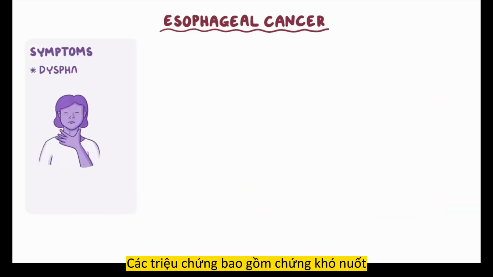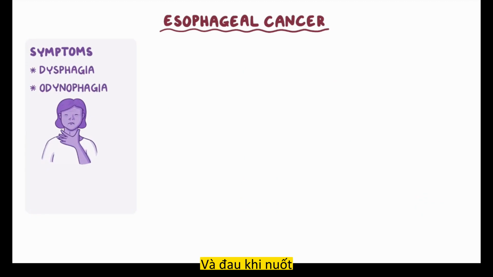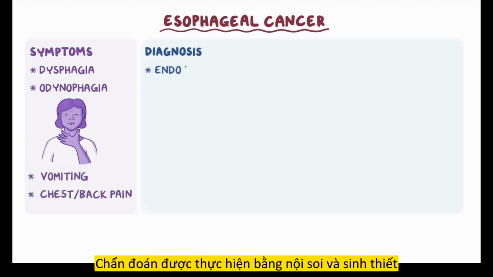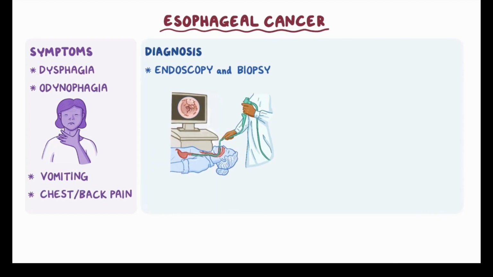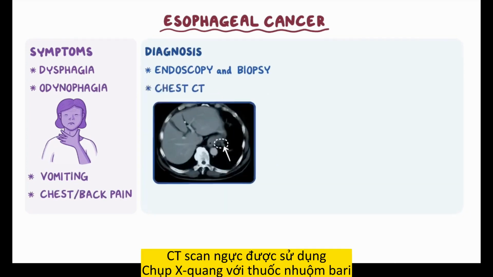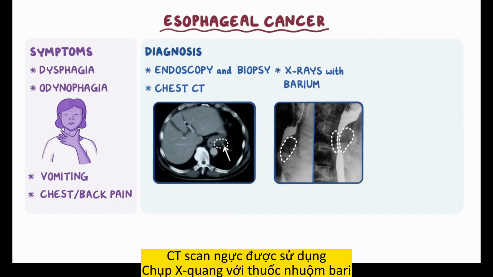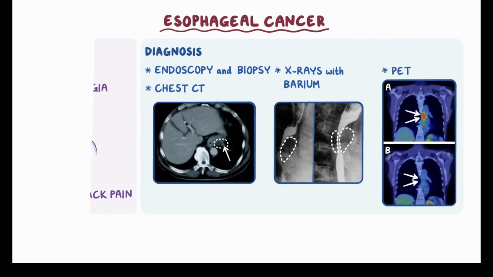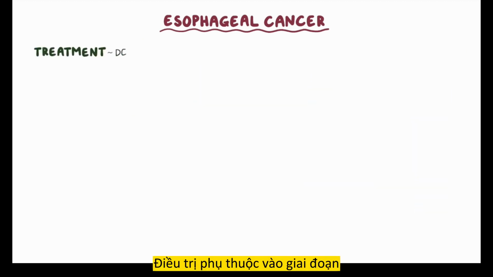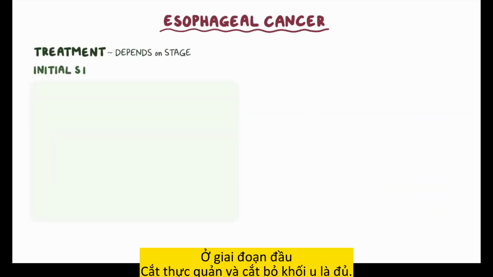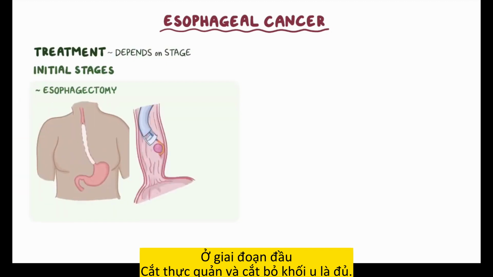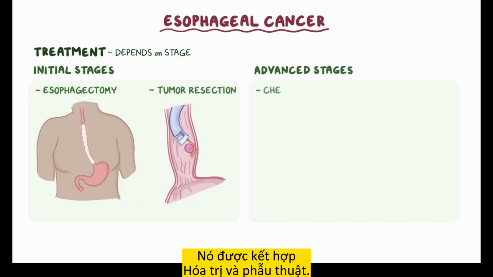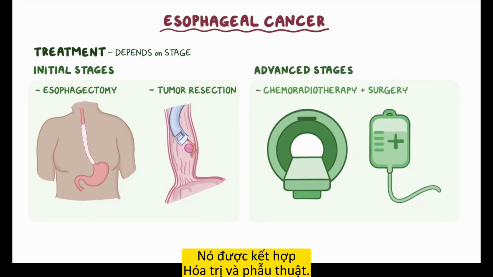Symptoms include dysphagia, odynophagia, vomiting, and chest or back pain. Diagnosis is made with endoscopy and biopsy. Chest CT, X-rays with barium contrast of the upper GI tract, and PET are used for further evaluation. The treatment depends on the stage. For initial stages, esophagectomy and tumor resection are sufficient. For more advanced stages, there's chemoradiotherapy combined with surgery.